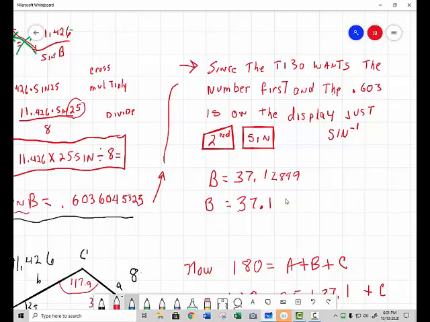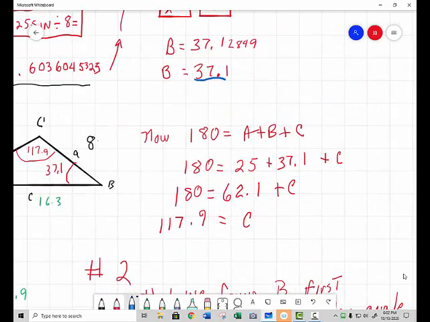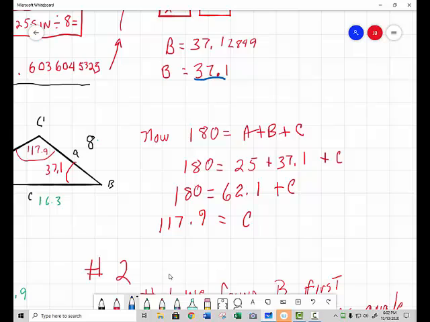Now that I know that A is 25 and B is 37.1, I know these two angles. Well, if I know two angles, I can figure out what the third is. C plus the sum of these two, which is 62.1, is 180, so I simply subtract 180 minus 62.1, and I will get 117.9, and that's my value of C.